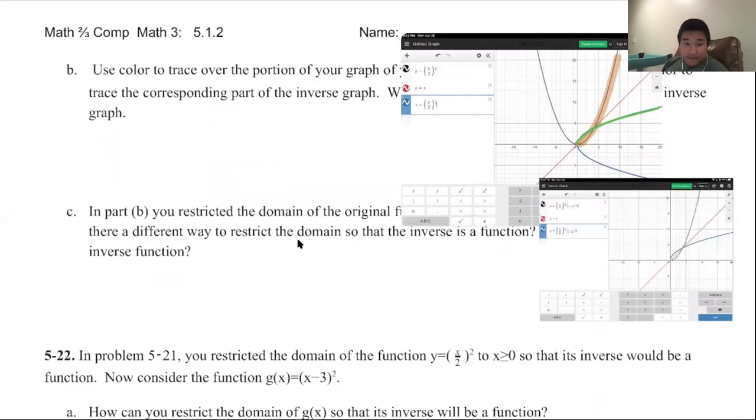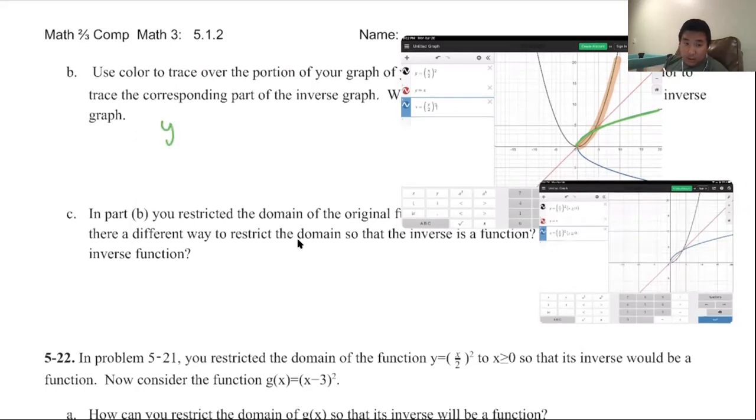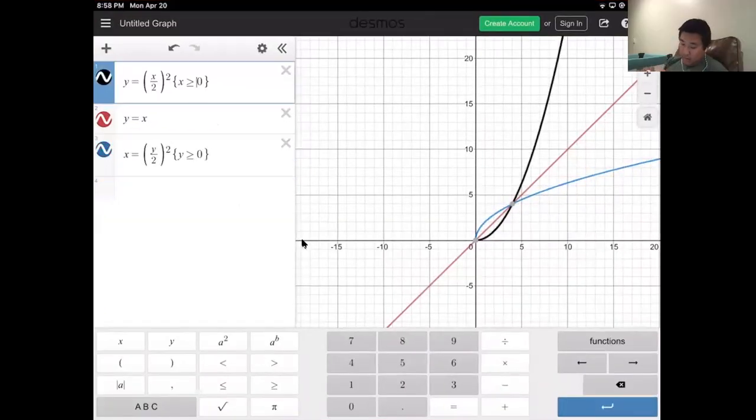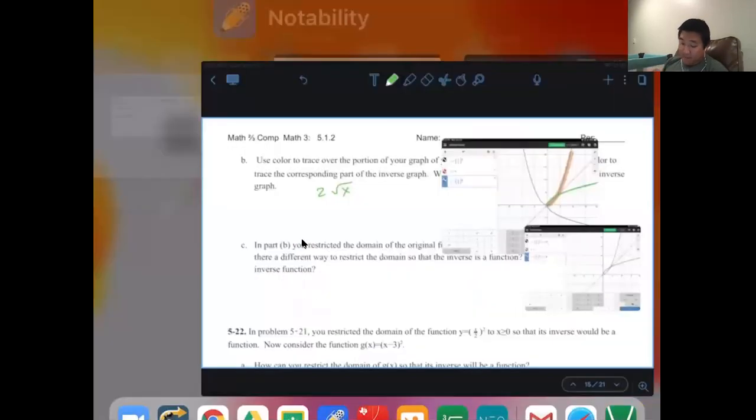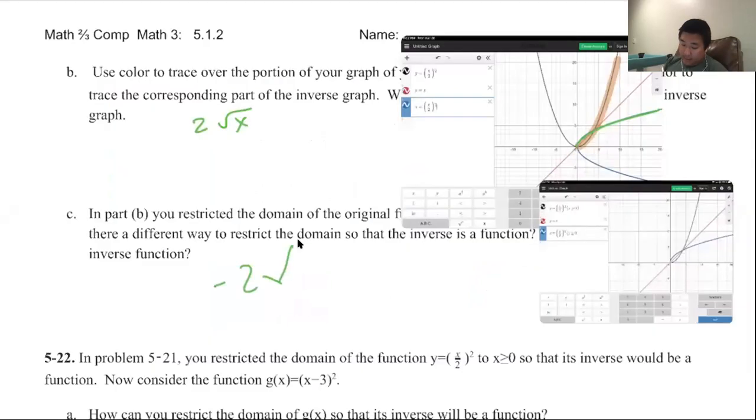That's just the y, that's the 2 times the square root of x. And then the other part, you switch it. That's the negative side. And this is the negative 2 square root of x.